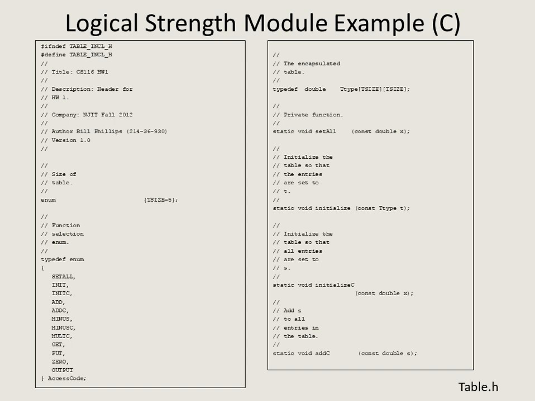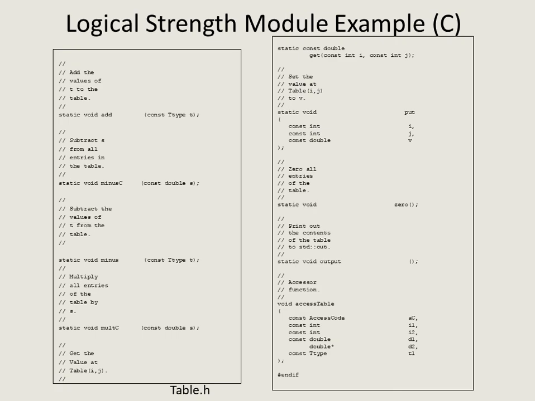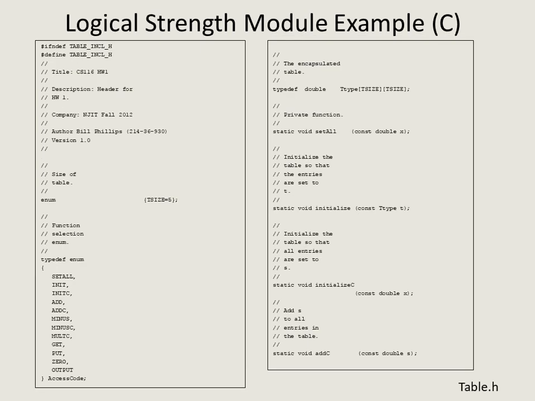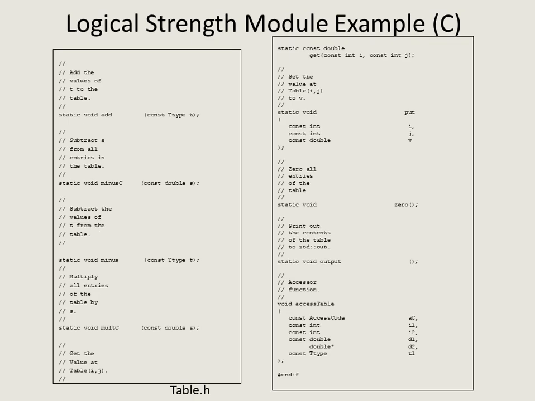A logical strength module has one function where you pass in an access code, like set all, and so on. You set this code and pass it into the function, and then the function can do different things depending on what the code is. And there are a lot of those in Unix. The problem with that is you pass in a code, and sometimes the parameters are used, sometimes the parameters are not used, and it's just a bad form of coupling.